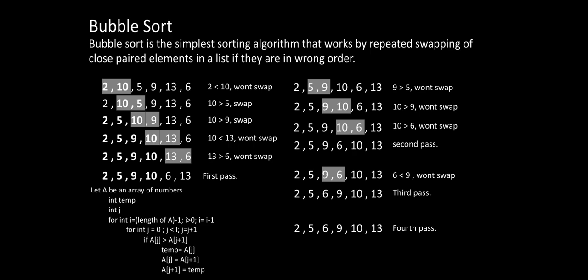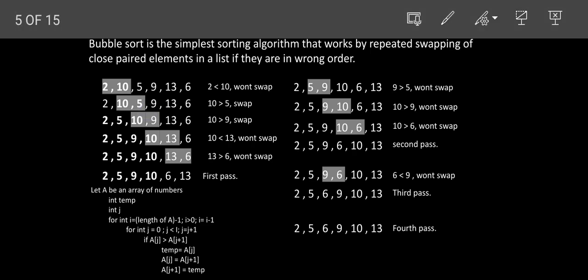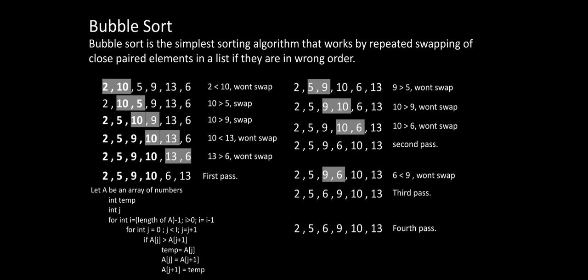Here is our first for loop. Here we have 2 and 10, the first adjacent pair, or the indices 0 and 1. So we put here in the if statement, is 2 greater than 10? That is false, so it won't swap.